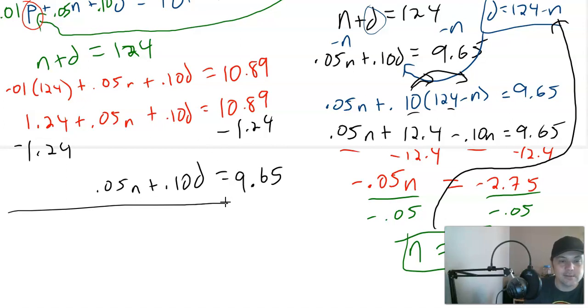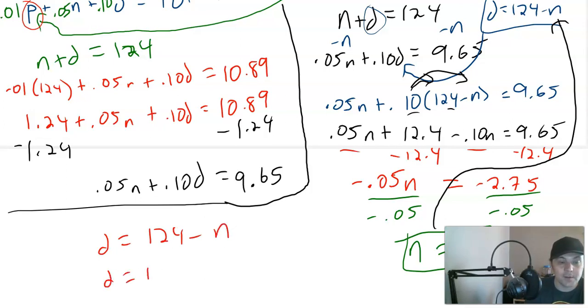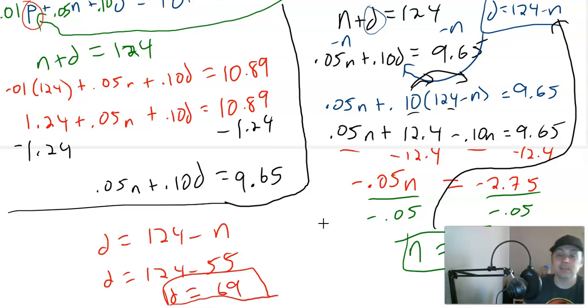What I was trying to do was separate that off there. So here we have D is equal to 124 minus N. I'm plugging in 55 for N. And that's going to give me the number of dimes, which is 45, 55, 65, I think we'll get 69. So the number of dimes would be 69. All right. And so that's the end of the problem. There's 124 pennies, 55 nickels, 69 dimes.